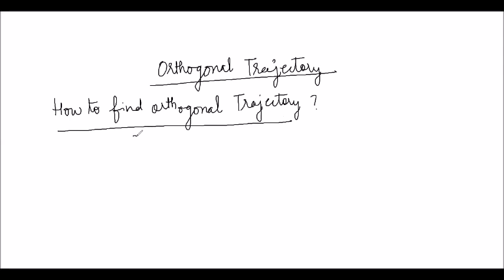Suppose we have a family of curves. Family of curves means it will be involving some parameter. When we give different values to that parameter, we get different members of that family. For example, x square plus y square equal to a square is the equation of a circle having center at origin and radius a. This is a family of circles, and by giving different values to a, we can find the different circles, different curves of this family.